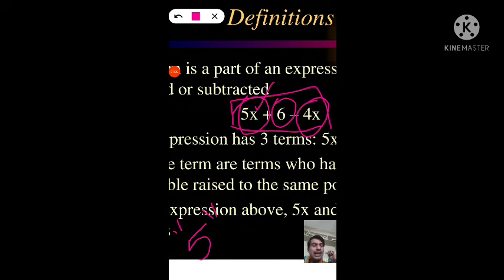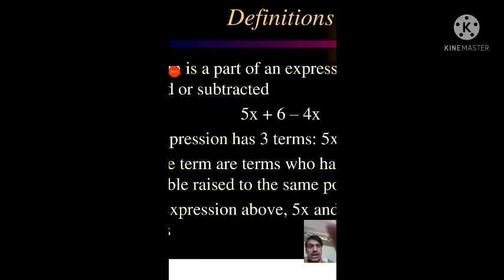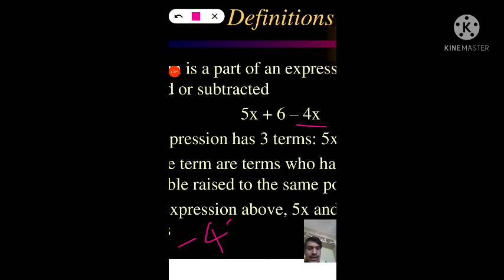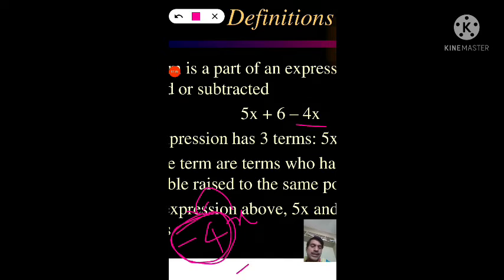Okay, now in the last term, what is the coefficient of x in the third term? If I ask you to write the coefficient of the last term, minus 4x, then we should say x is multiplied with minus 4, so the coefficient of x in the third term is minus 4.